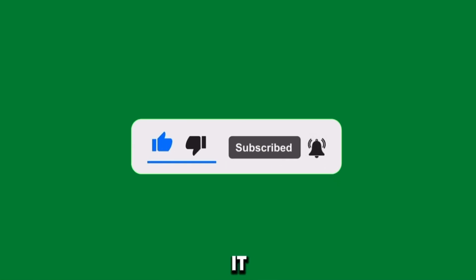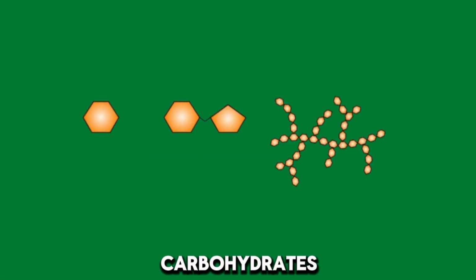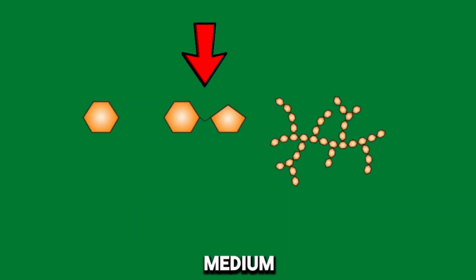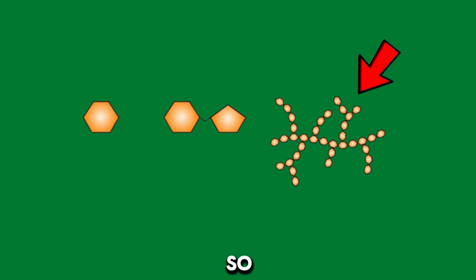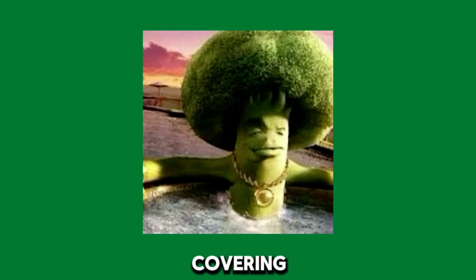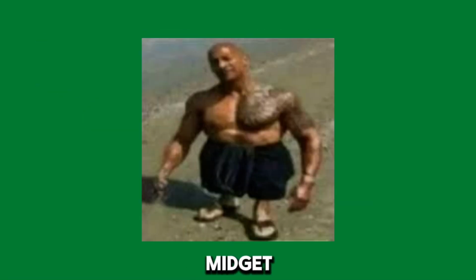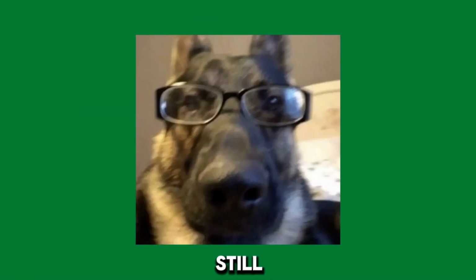Let's get into it. So here we've got 3 different carbohydrates of different sizes, okay? You've got the midget here, you've got the small, medium one here, and you've got the big bro. So in this video, we're going to be mainly covering how to test for the monosaccharide and the disaccharide. So the monosaccharide being the midget, and the disaccharide being, still a midget, but he's got a friend, right?